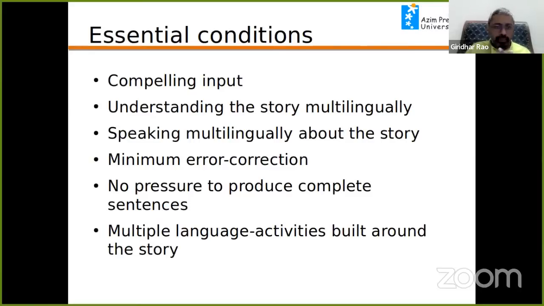And the last but one, no pressure to produce complete sentences. A few one-word answers are enough to start gaining confidence that I know I have understood and I have communicated that I have understood to whoever is listening, the teacher or other children in the classroom, right?